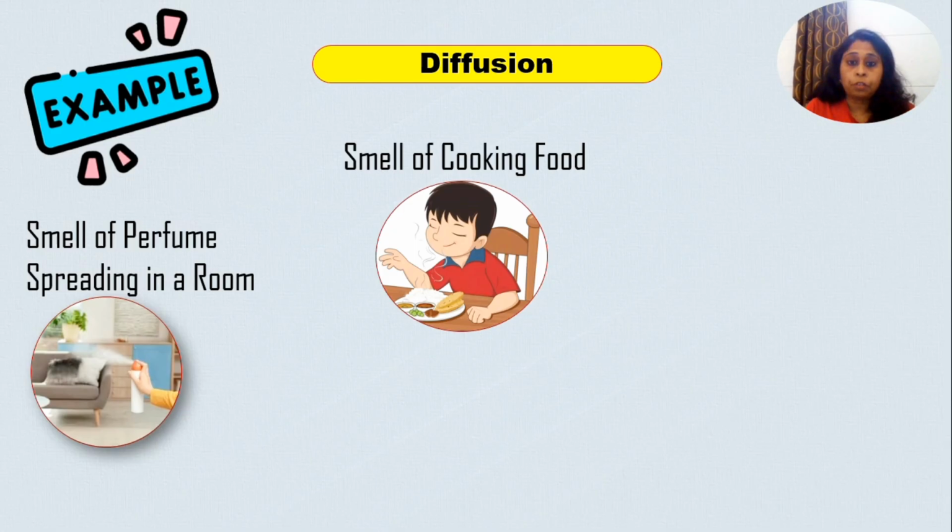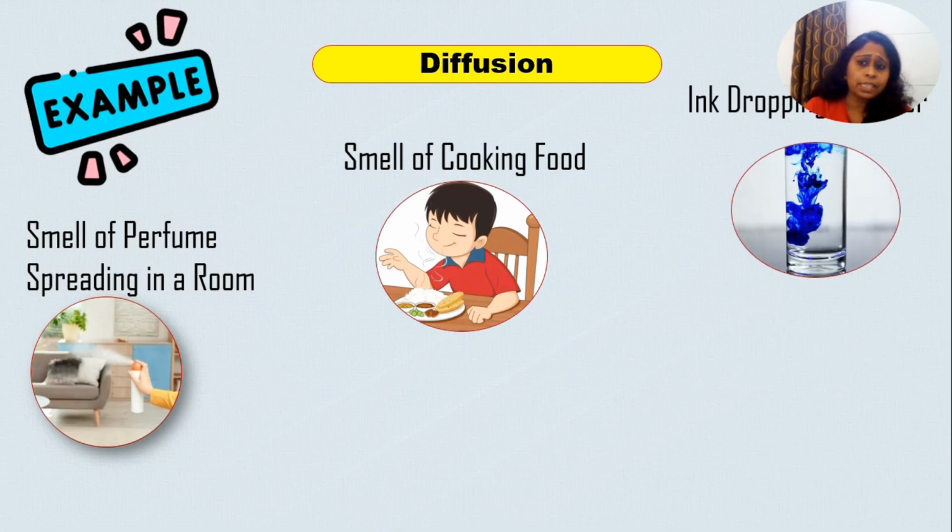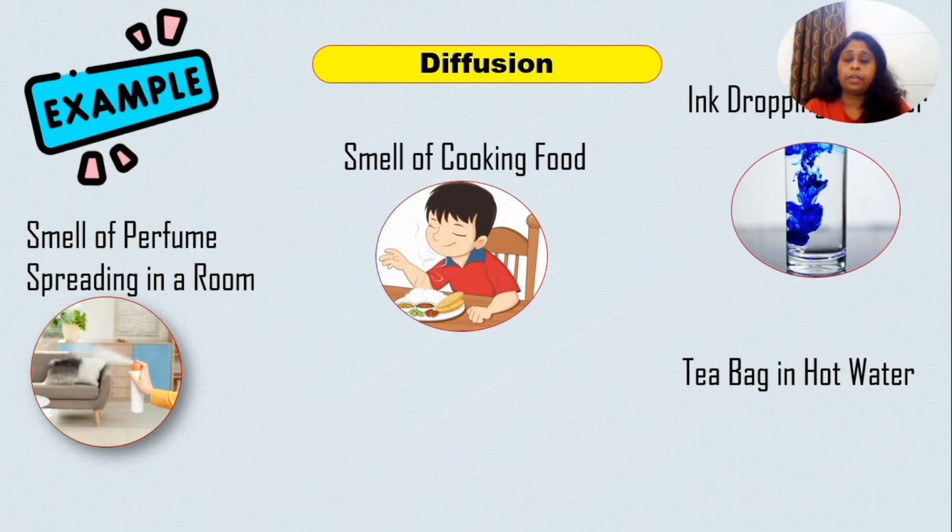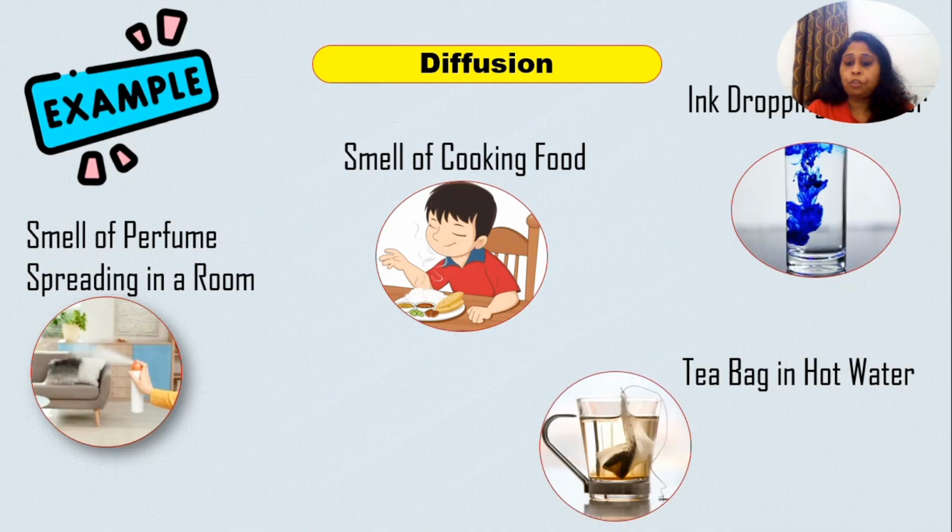The aroma of the food. When your parent cooks food, you will feel the smell of food, right? So the aroma of the food spreads from the kitchen to other rooms by diffusion process. Next is ink dropping in water. Then the tea bag in hot water. The color and flavor spread in water through diffusion process. So remember, diffusion occurs only in gases and liquids, not in solid.